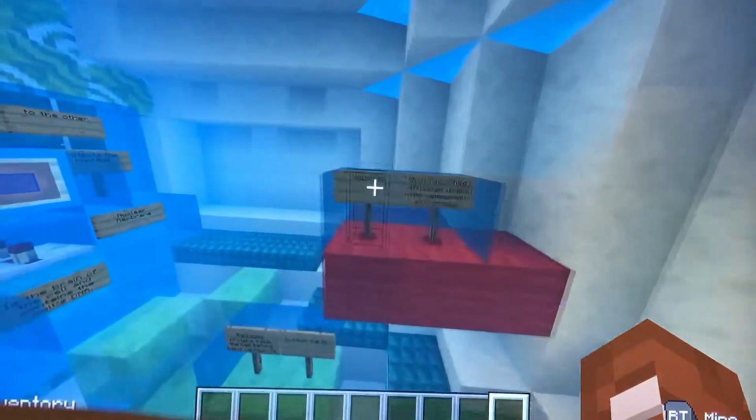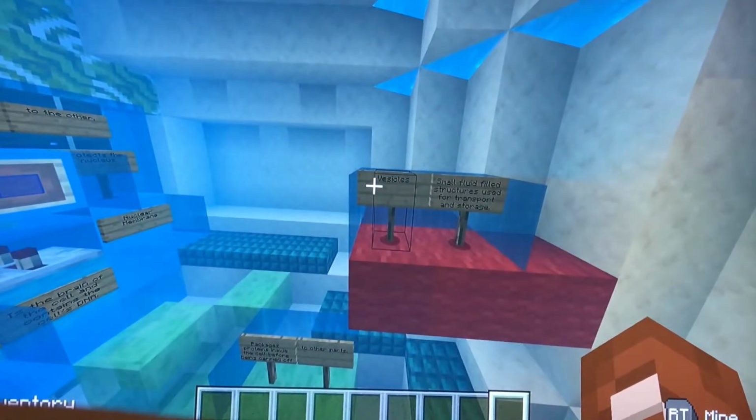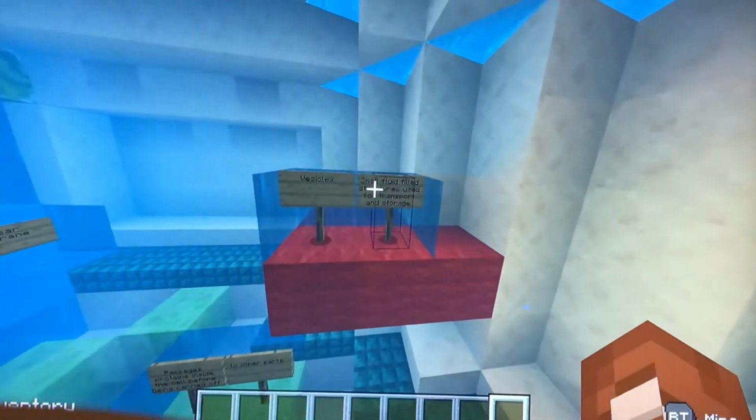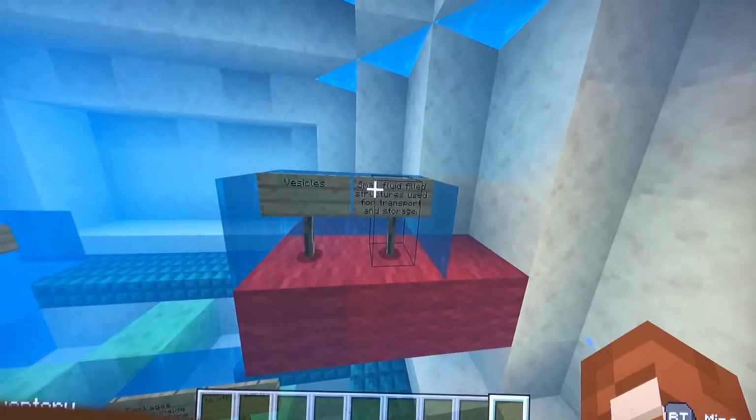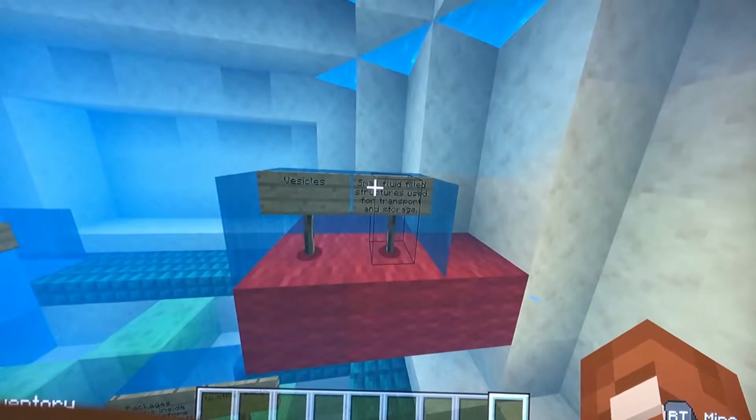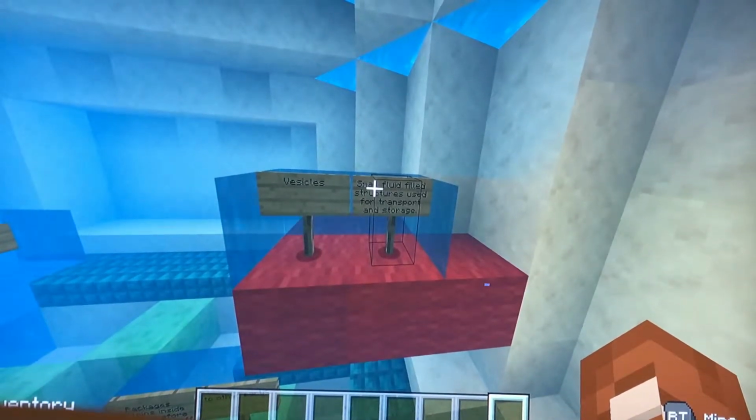These are the vesicles, and they are small fluid-filled structures used for transport and storage. They are similar to the human body because they are similar to the veins in the human body.